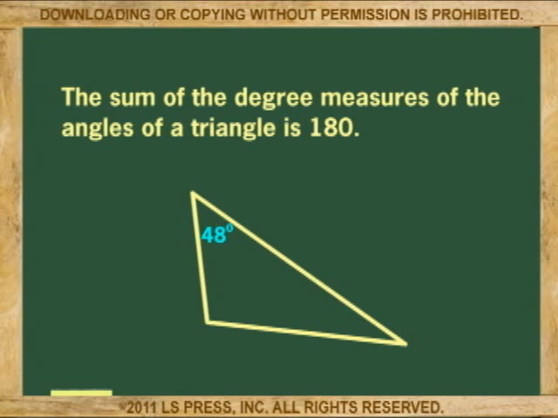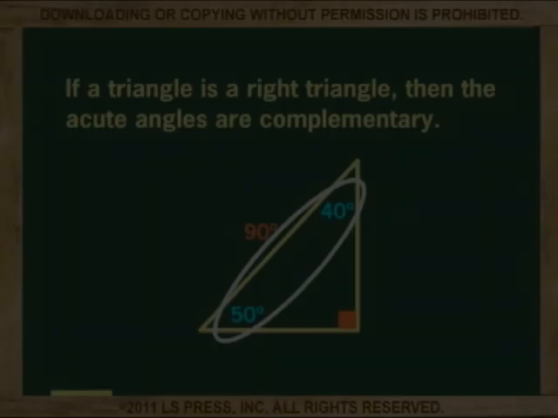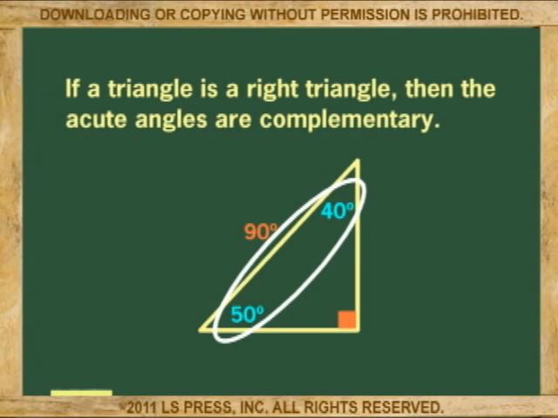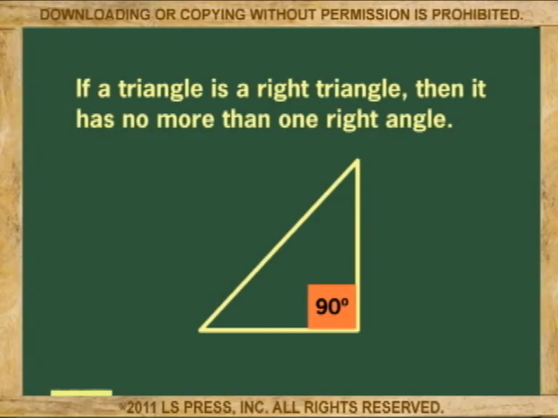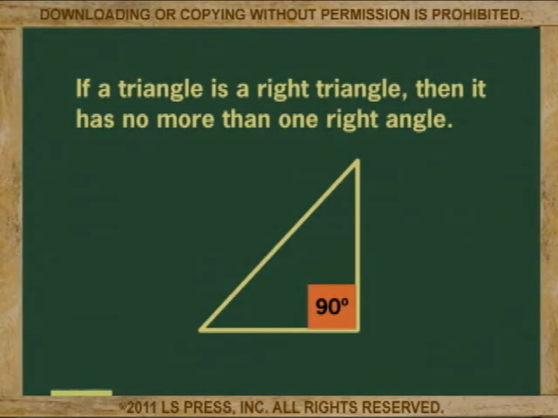The sum of the degree measures of the angles of a triangle is 180 degrees. If a triangle is a right triangle, then the acute angles are complementary. If a triangle is a right triangle, then it has no more than one right angle.